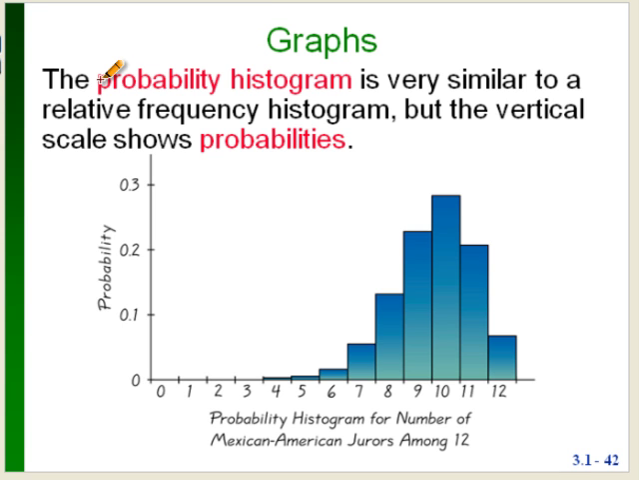If we have a probability histogram, this is really just like a relative frequency histogram. The only difference is that the vertical scale is going to show us probabilities. So notice in this graph, we have different possible outcomes for the number of Mexican American jurors among 12 jurors. So that number could be anything from 0 up to 12. So these are all of our possibilities. And for each one, we have a probability represented by the height of the bar on the graph. So notice the one with the highest probability would be that we get 10.